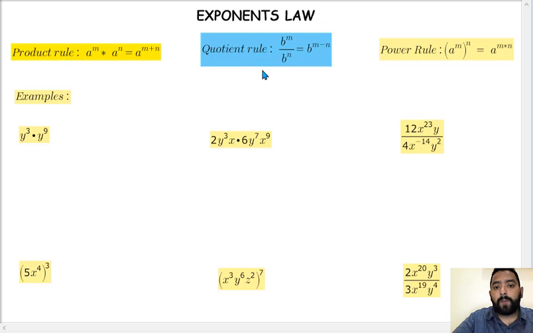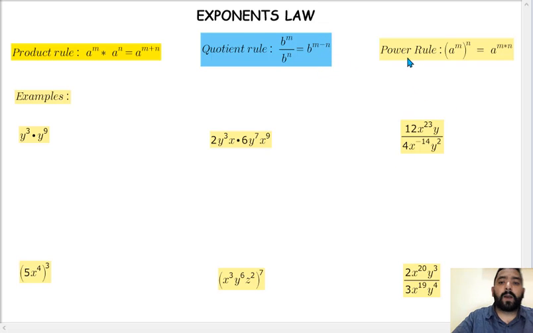The quotient rule is basically the same idea, but instead of adding, you are going to subtract. So we have the base b and the exponent m, the base b and the exponent n. As you can see, we have the same base, or like terms. So m minus n, we subtract them, and then we solve it.